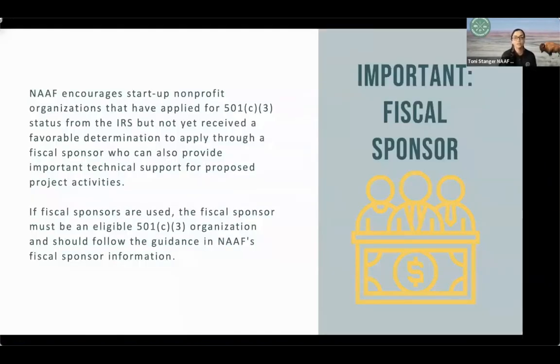Important information for fiscal sponsors. NAAF allows fiscal sponsors. A fiscal sponsor is an entity that will apply on behalf of another entity that is not yet a fully established 501c3.